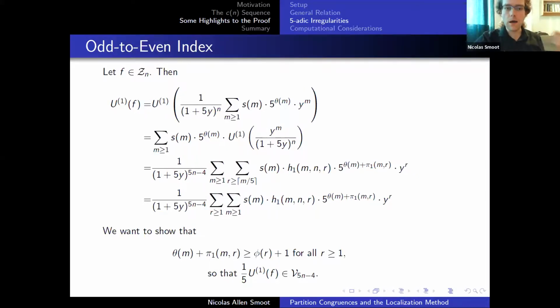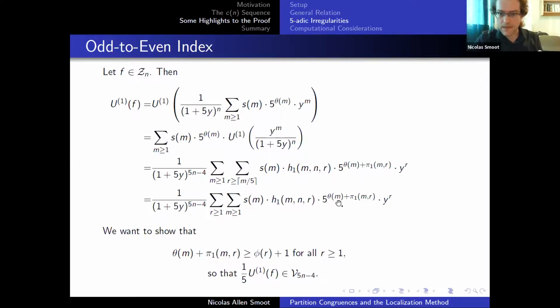Problem is, odd even index, if I try the same thing, so f and z, and so I might have L1 or L3 or L5, and I apply my U1 operator, right? Then I'm looking at U1 of ym over 1 plus 5y to the n. And I get this lovely combination. And again, I would like each piece in this sum to increase in its power of 5.